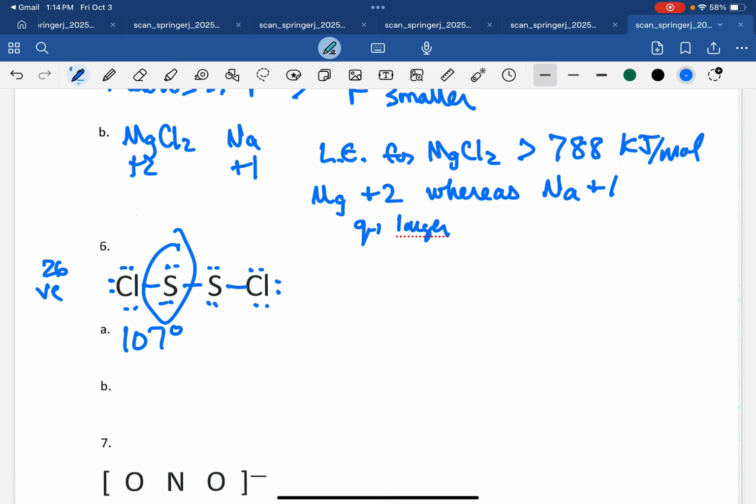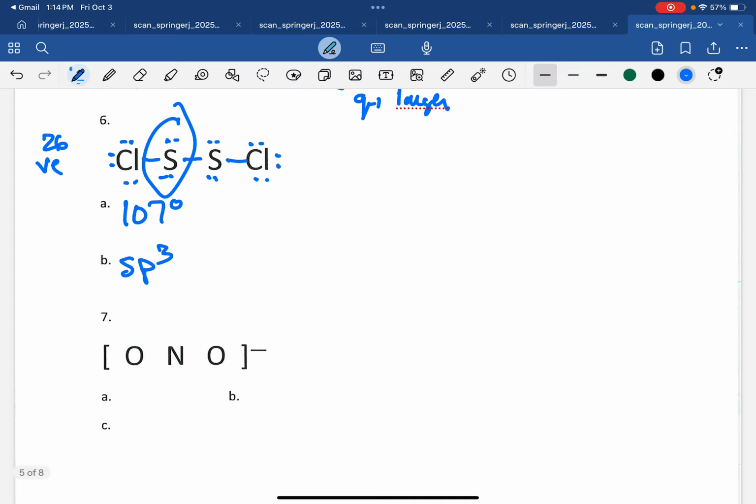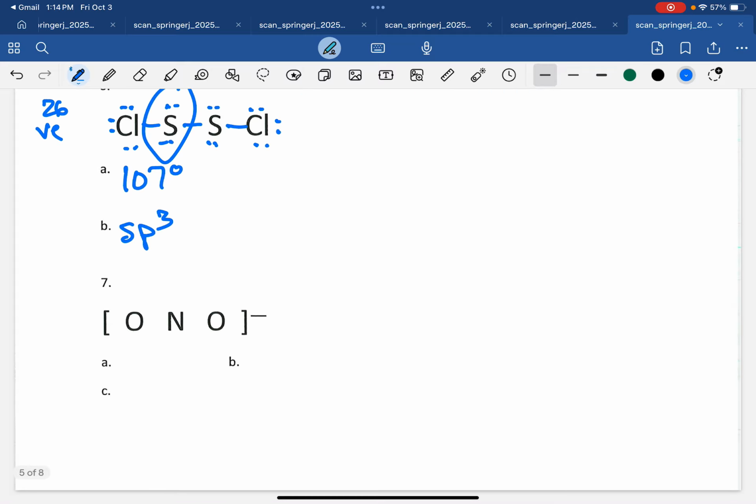And based on your Lewis structure, what is the hybridization, sp, sp2, or sp3, of the sulfur atom in S2Cl2? Well, it's got 4 electron domains, so sp3. And that's all that is. All right, on the next one, they give us the skeletal structure for the nitrite ion. We have to fill in all the bonding and non-bonding electrons. We need 12 for the oxygens and 5 for the nitrogen. So 12 plus 5 is 17, plus 1 because it's a negative ion. So we've got 18 electrons to place.